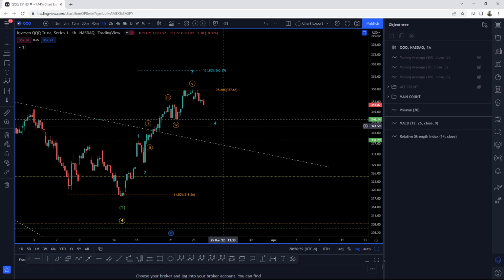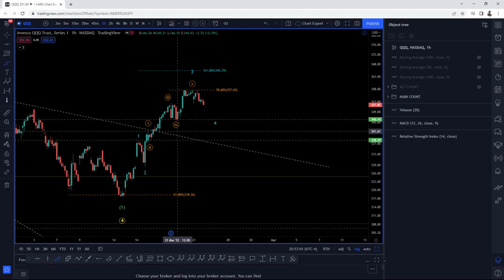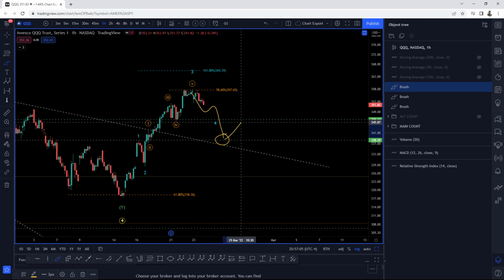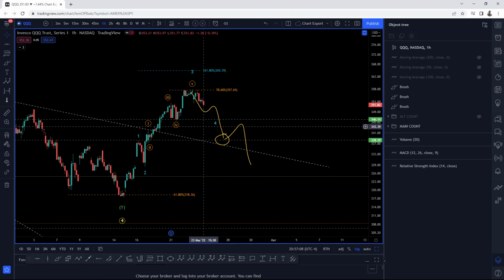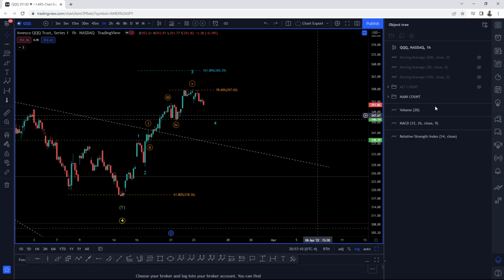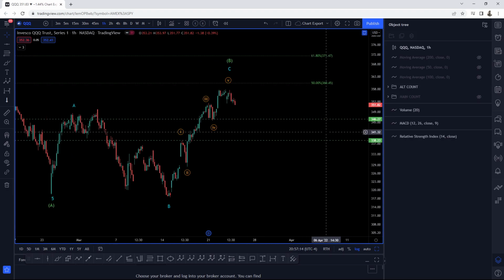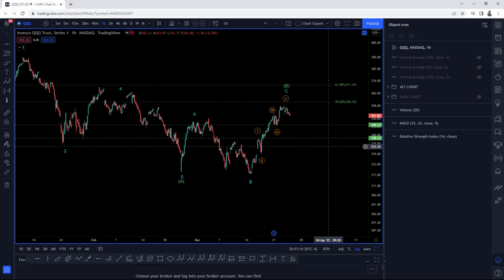If not, if price action continues on lower, say something like this, and we don't hold this area, we bounce and then we fail, then what does that mean? Same deal. It means that this is no longer the valid count, but rather our alternate version of it would be the following.